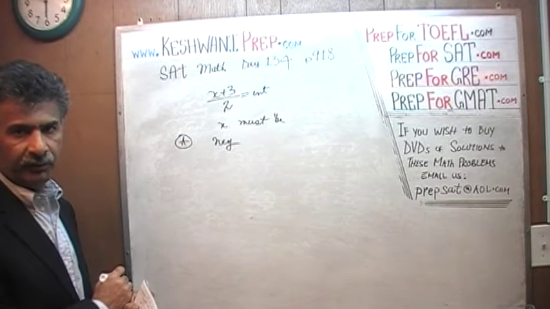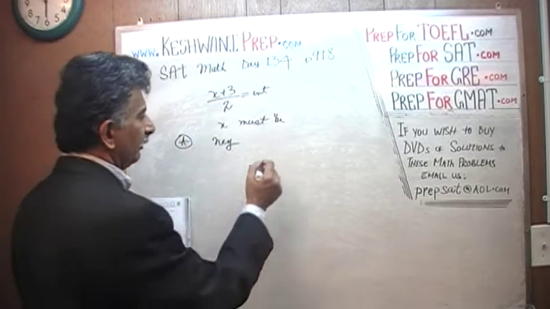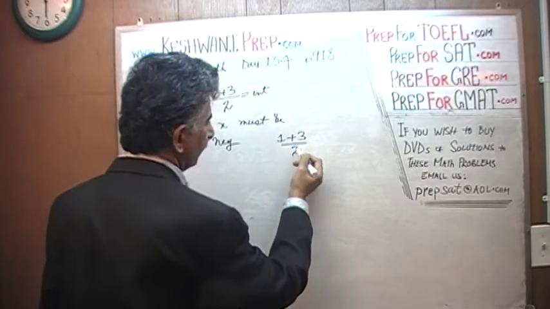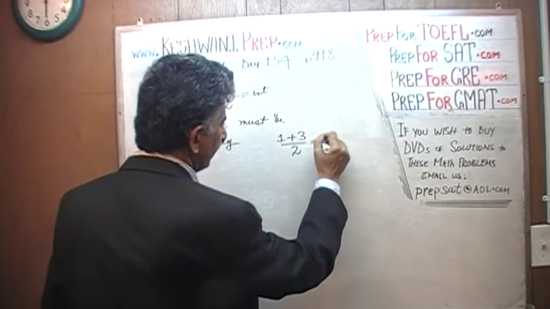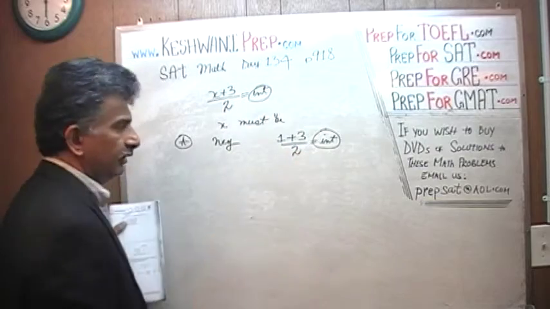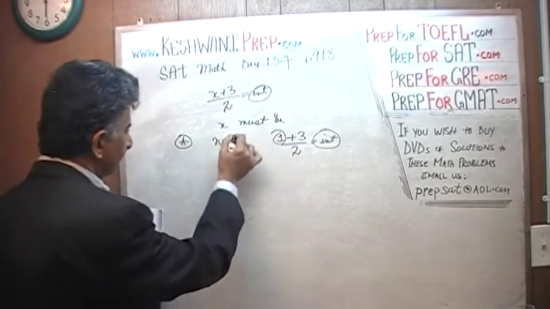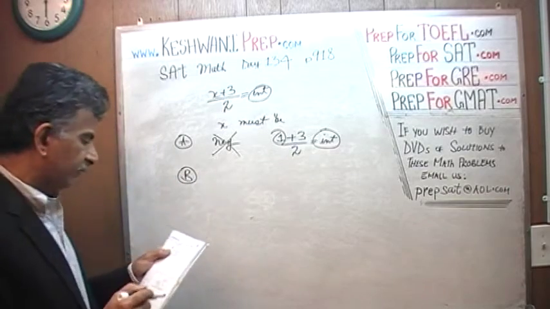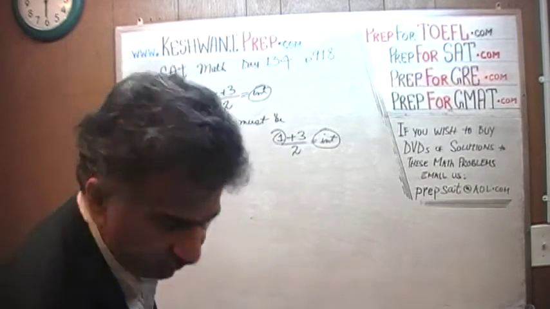All we have to do is see if you can plug in a positive number for x and see if it works. For example, if you plug in 1 for x, 1 plus 3 over 2 is 4 over 2, which is 2, which is an integer. All we are told is that this quantity has to be an integer. We just found out it's an integer, and it's a positive number, which means x does not need to be negative.